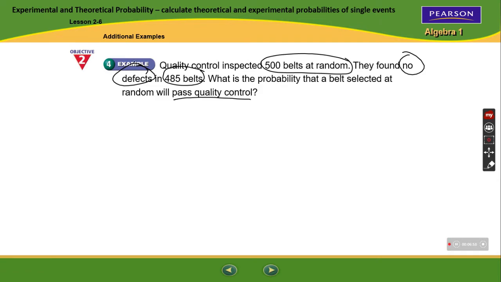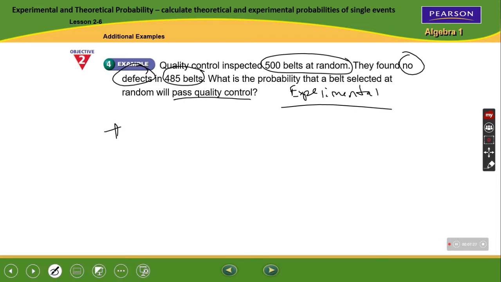So we've got to figure out, again, now this one is called an experimental probability. It's called experimental this time because it actually happened. This is something that they actually did. They experimented. They took 500 random belts, tested them all. They found that 485 of them had no defects. So the question is, what's the probability that a belt selected at random will pass quality control?